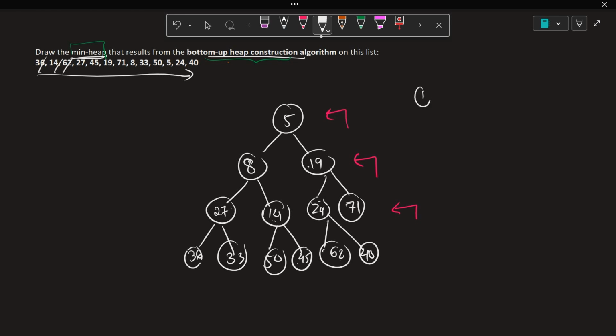Now there's one more question that you have to solve. Let's say there's a second question with this one, which asks you to perform the remove minimum 5 times. For a heap, what you have to remember is that the minimum is always at the root. The minimum of this array is 5, and you found it at the top, so you're going to remove this head over here.